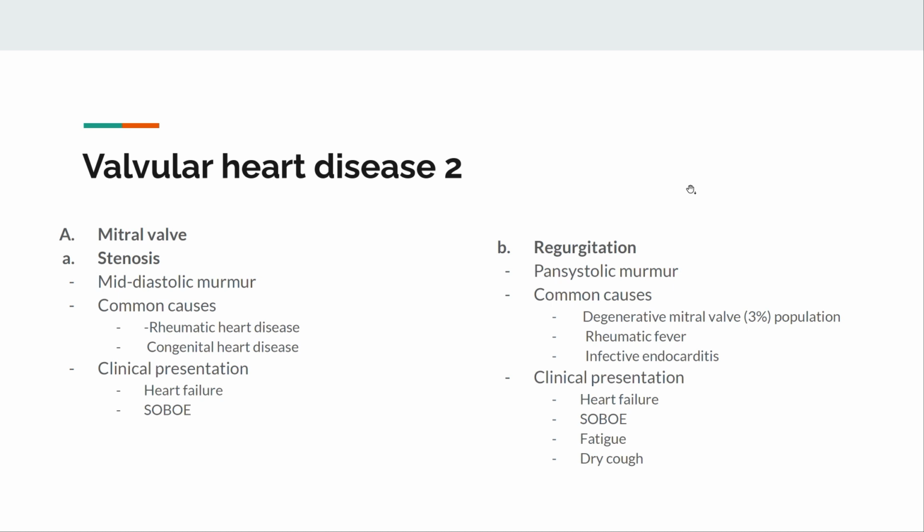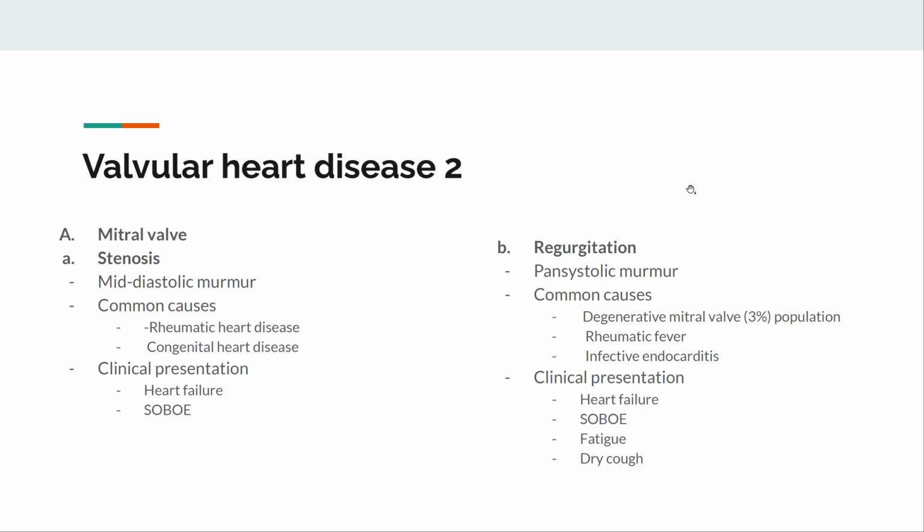Probably the more common mitral valve abnormality is regurgitation. Regurgitation means that the valve isn't able to close properly, so that blood is going to flow back during systole. Because blood is flowing back through systole, it's a pansystolic murmur, meaning it's going to be heard throughout systole. The common cause of this is just a degenerative mitral valve. It's interesting that about 3% of the population actually do have this. So this is normal age degeneration of the mitral valve.